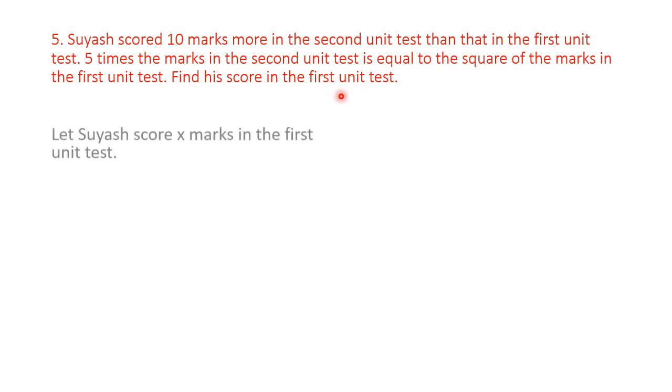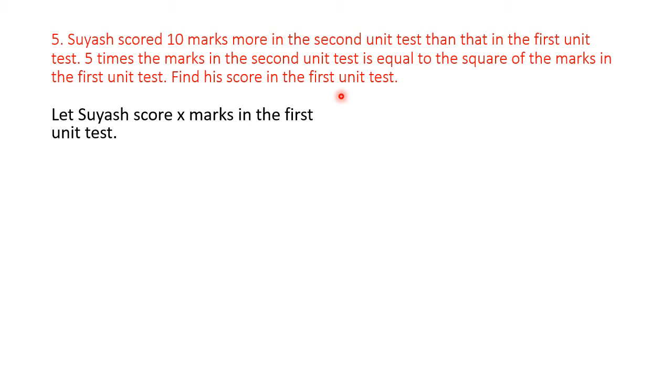So we'll consider that as x. We say let Suyash score x marks in first unit test. Then what is the sentence given? Second, to find out the second unit test marks, we'll use this sentence. Suyash scored 10 marks more in second unit test than in the first unit test. In the second unit test he got 10 marks more. So x plus 10. Okay, in the second unit test.